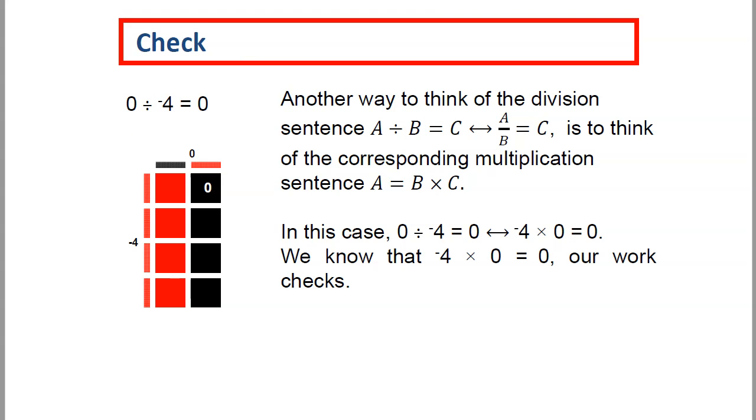Let's check our work. Another way to think of the division sentence A divided by B equals C, or A over B equals C, is to think of the corresponding multiplication sentence A equals B times C. In this case, 0 divided by -4 equals 0 is equivalent to -4 times 0 equals 0. We know that -4 times 0 equals 0. Our work checks.